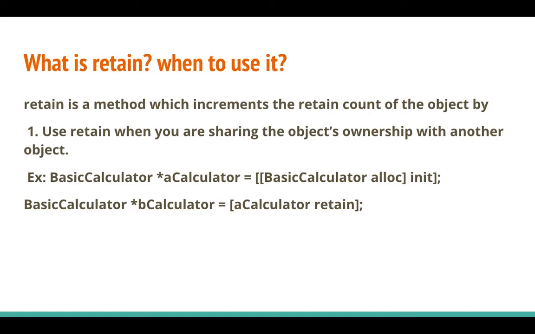For example, I am showing a basic calculator, which is a class, and we are creating an object like A calculator, and we are allocating the memory for the calculator class. So basic calculator alloc init means we are allocating the memory. Here we are allocating and we are incrementing the retain count of the object. So basic calculator B calculator equal to A calculator retain is the method for retaining.